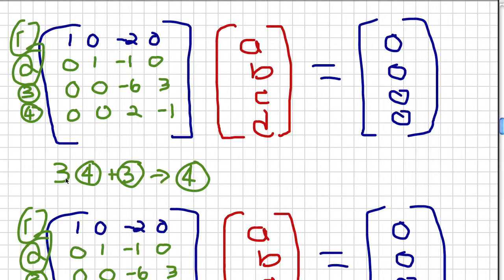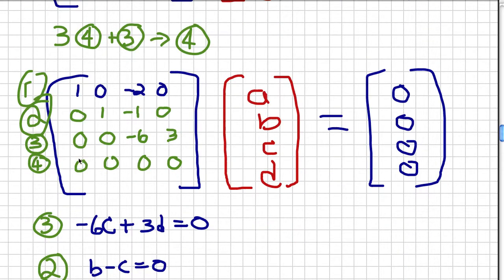So if I take 3 times row 4, 3 times this row, add it to row 3, and then put it back into row 4. So 3 times row 4, 3 times 2 is 6. 6 plus negative 6 is 0. So that goes into my new row 4. 3 times negative 1 is negative 3. Add that to 3, that's 0. And I put that into my row 4. So now not only are all the terms below the diagonal 0, but row 4 is entirely 0. So I don't even need that row anymore.